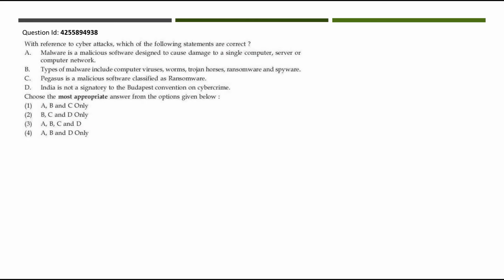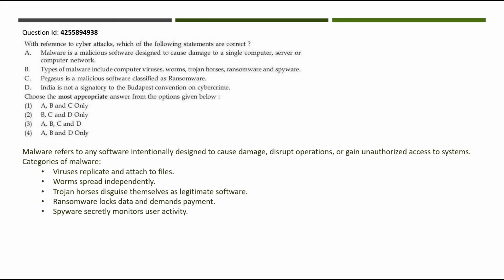Next question, with reference to cyber attacks, which of the following statements are correct? Let's see about malware. Malware refers to any software intentionally designed to cause damage, disrupt operation (disrupt means to disturb), or gain unauthorized access to systems. What are the categories of malware? Viruses, worms, Trojan horse, ransomware and spyware.